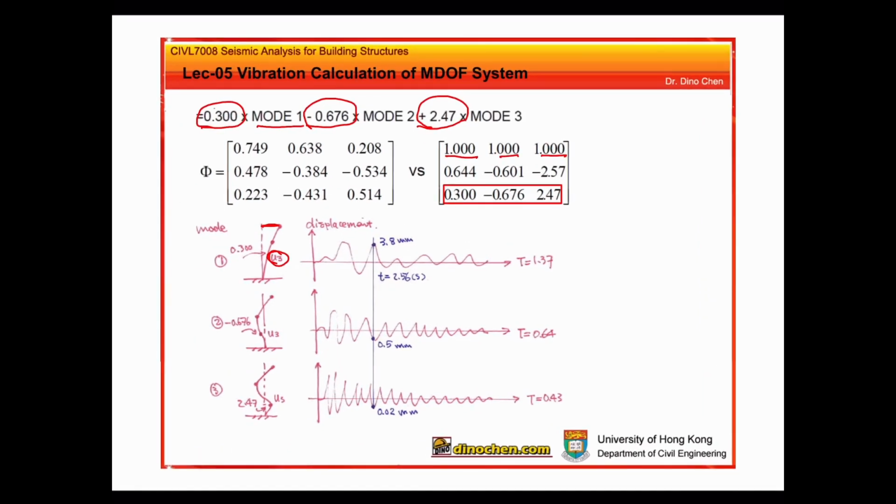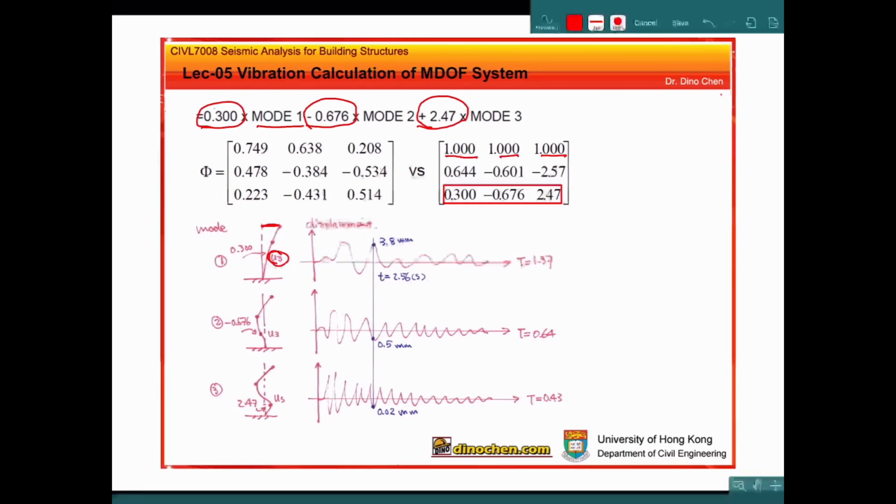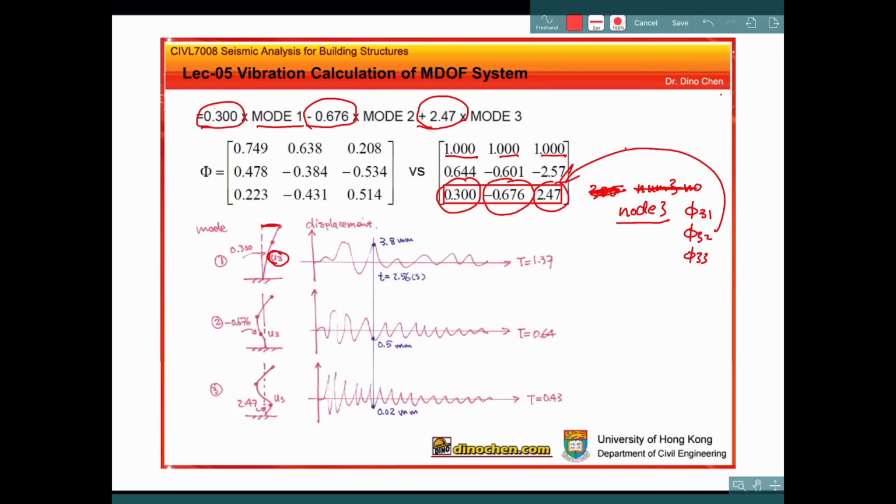We know that in this mode shape it is equal to 0.3, minus 0.676, 0.747. So this is the number 3 DOF, node 3, or we call it knot number 3, the mode shape. For example, this is the first mode, second mode, and the third mode. These three values here, we can put back into the mode shape calculation.